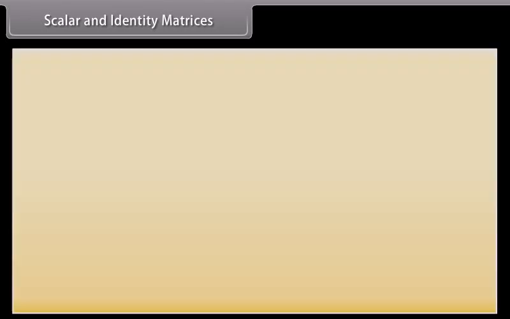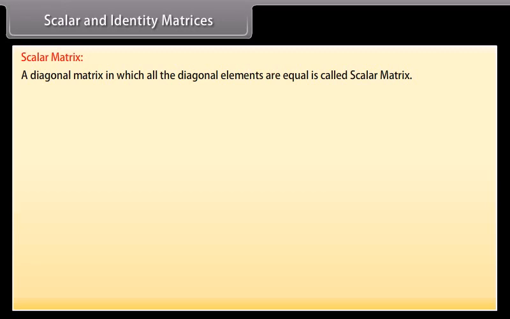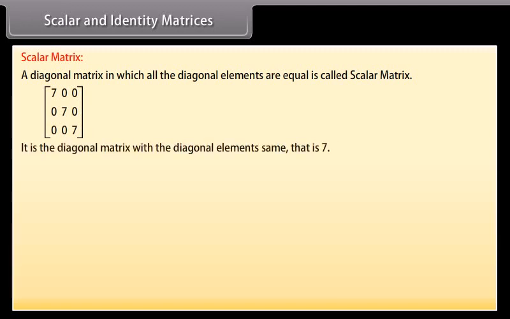Scalar and identity matrix. Scalar matrix. A diagonal matrix in which all the diagonal elements are equal is called a scalar matrix. Look at this matrix. It is the diagonal matrix with the diagonal elements the same, that is 7. Therefore, it is a scalar matrix.